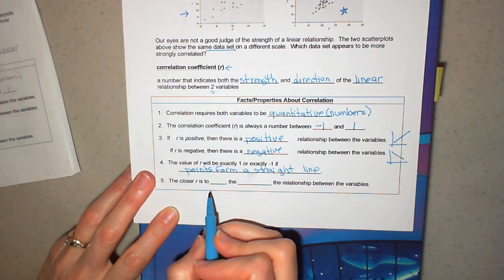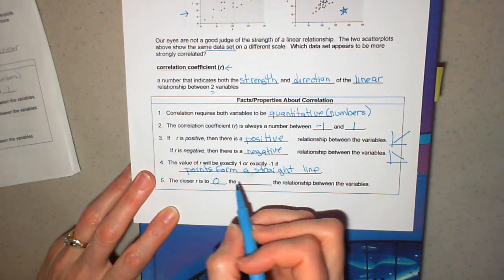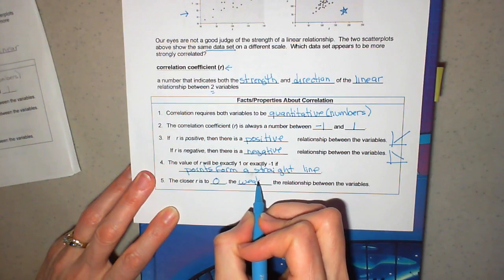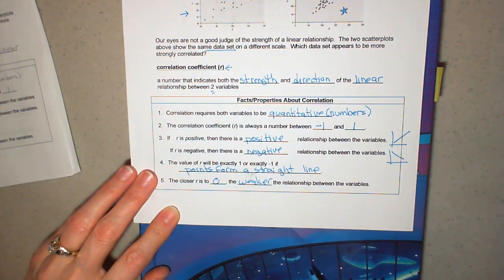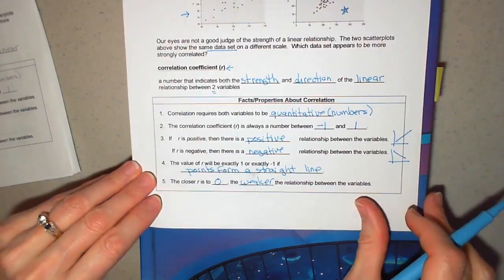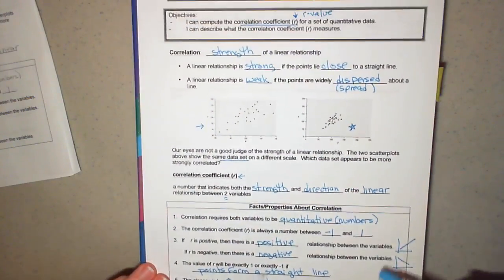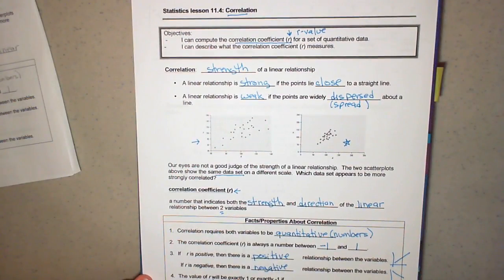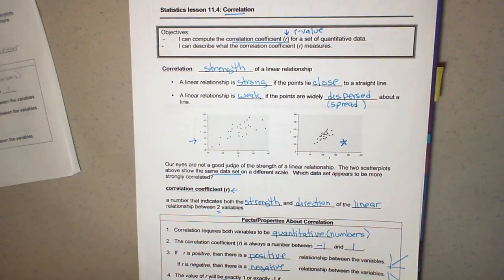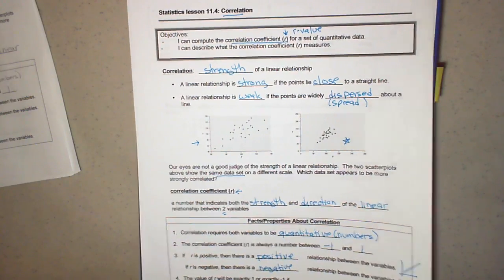Okay, the closer R is to 0, the weaker the relationship. And we're going to look at some pictures of this on the next page, which help explain it more. And remember, all of these notes are also in the PowerPoint, which is on Google Classroom. And you can pause the video.